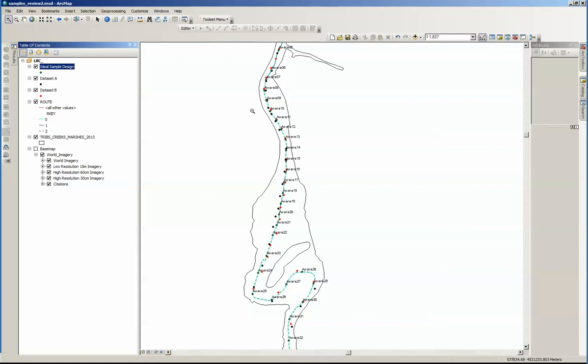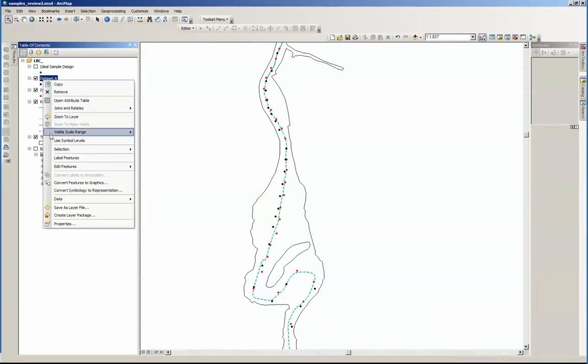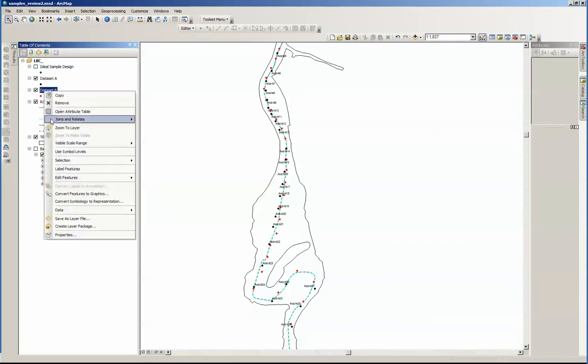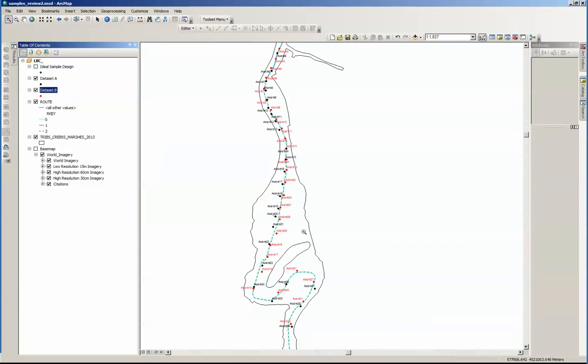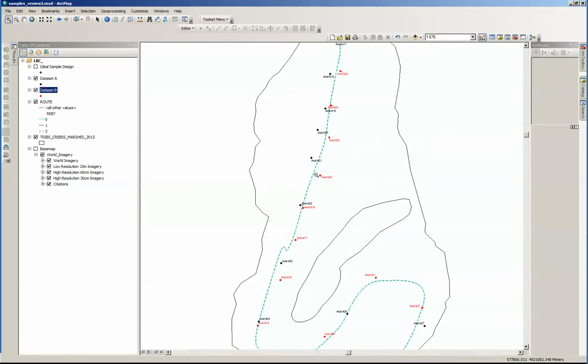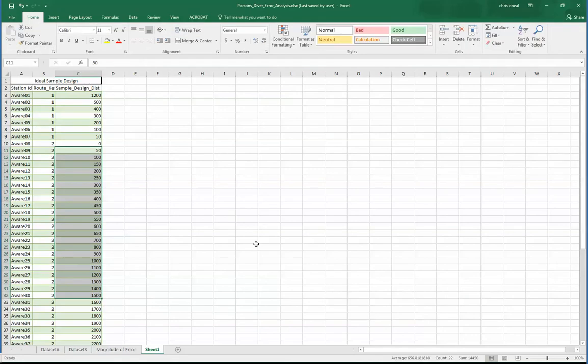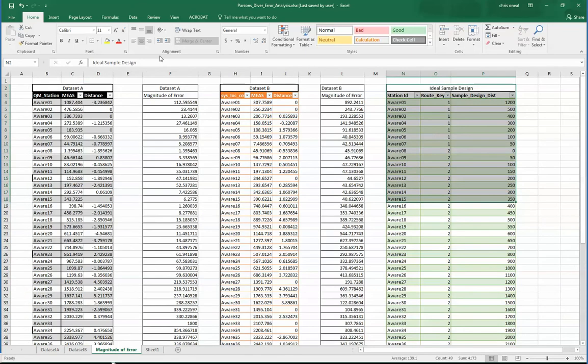So using some analysis tools within the toolbox, we're able to create another table that will provide the distances at which each one of these samples occur along each route. And again, keep in mind, these data sets don't agree at all. So using the analysis tool to provide me with those values, we came up with what's essentially a magnitude of error.